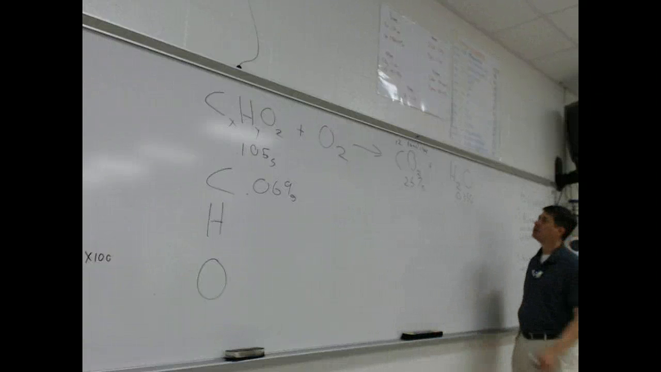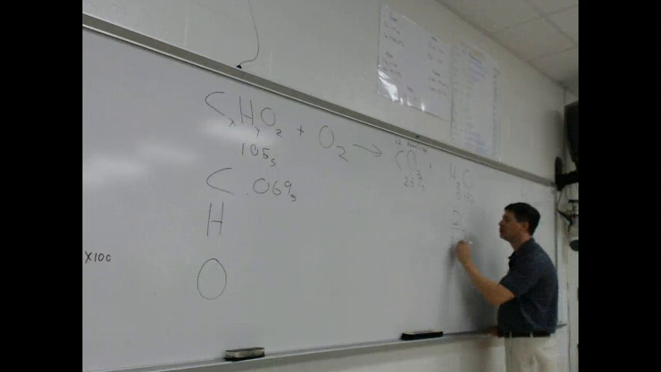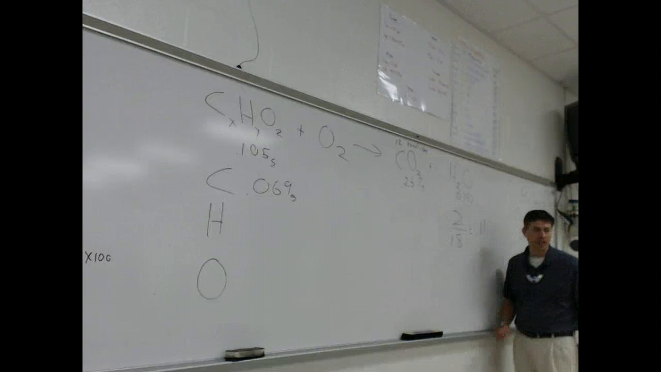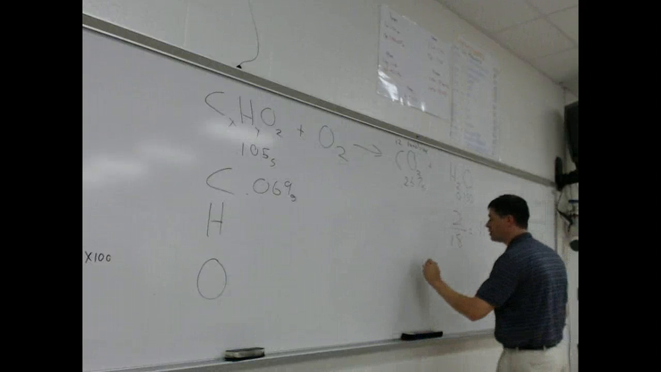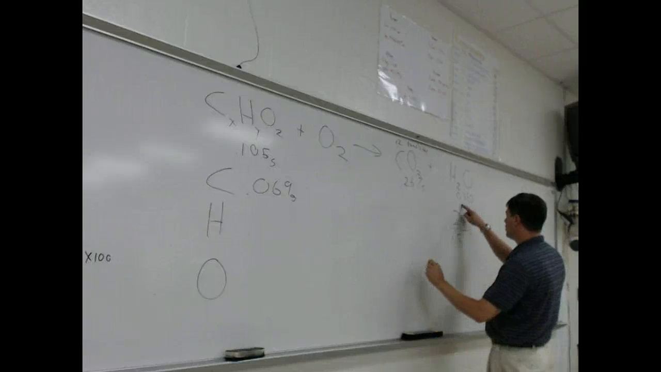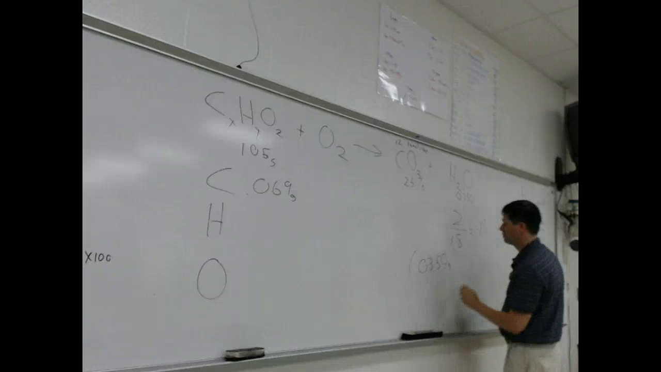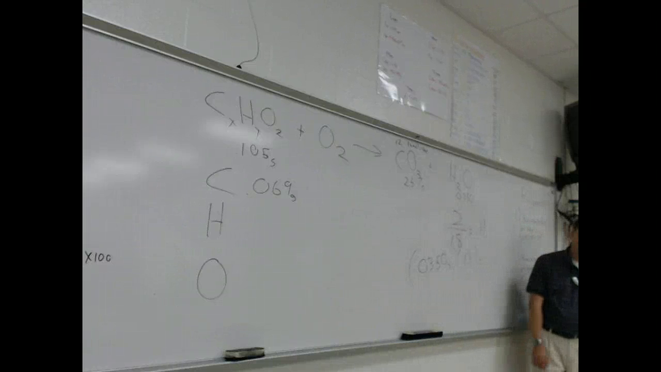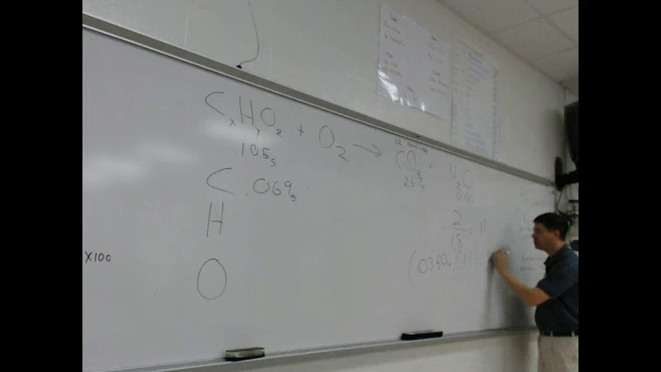If you don't understand that, we're going to do the same thing here for the hydrogen. Lena, what's the mass of the hydrogen in this water? 2. What's the mass of the water? 18. 2 over 18, so water is 11% hydrogen. Okay, so it's 11% hydrogen, and we've got 0.0350 grams times 0.11. What's the mass of the hydrogen in the water? 0.0039.